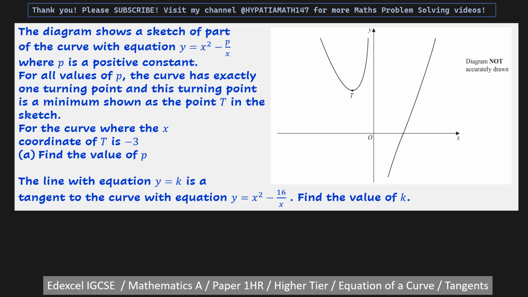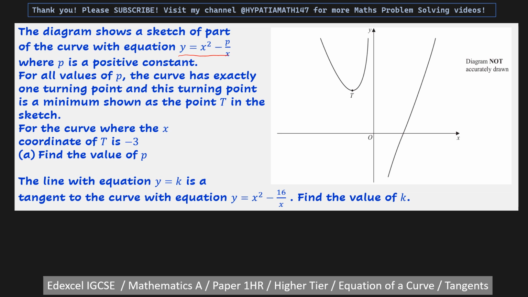So let me differentiate this term y. Now the reason we differentiate is probably very obvious, because T is a minimum point, and so dy by dx is going to be 0.